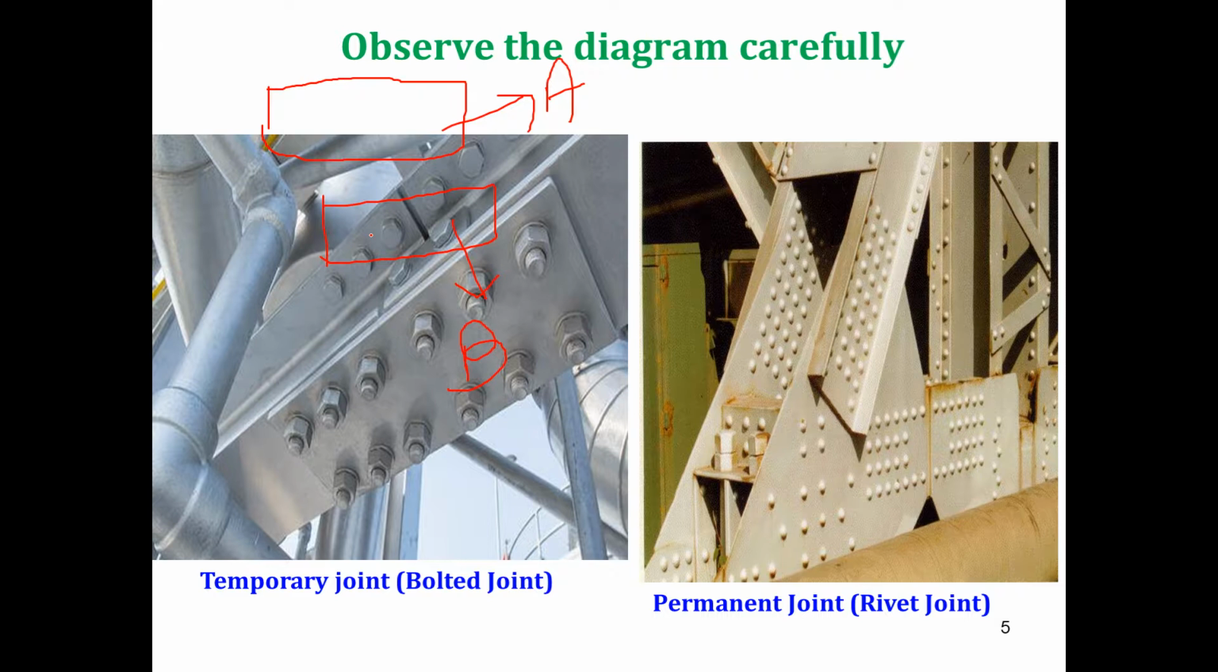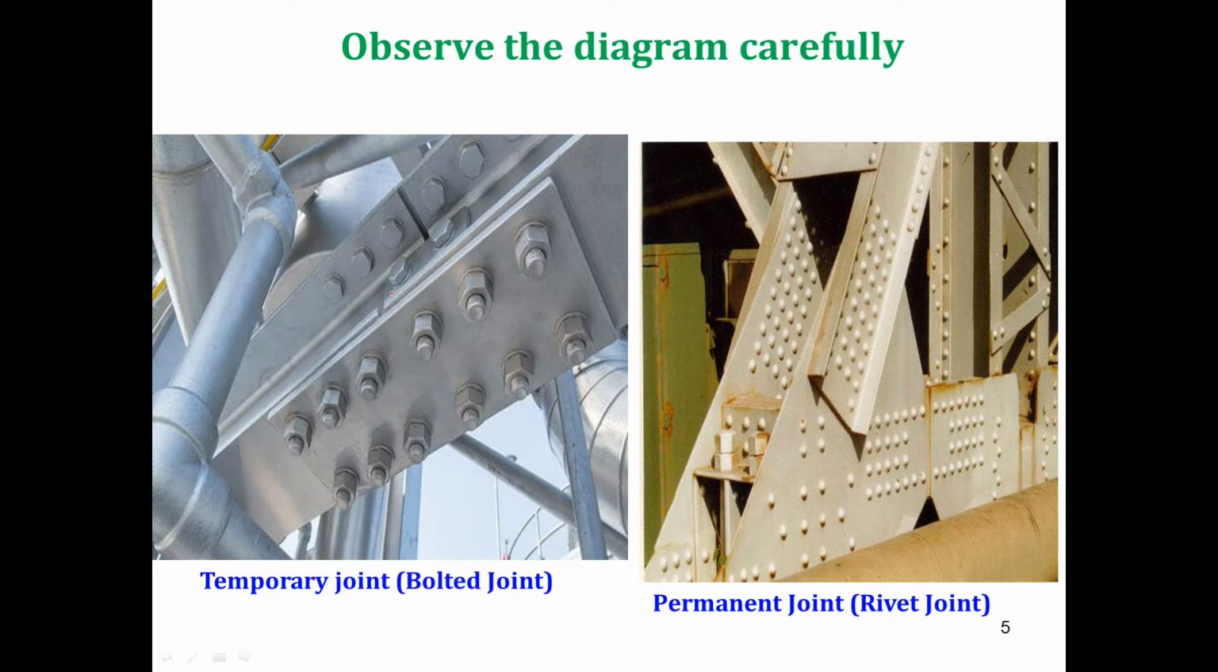If you use rivet to join part A with part B, then the joint will be a rivet joint. If you weld part A and part B, then the joint which you will get will be a welded joint. Fine.